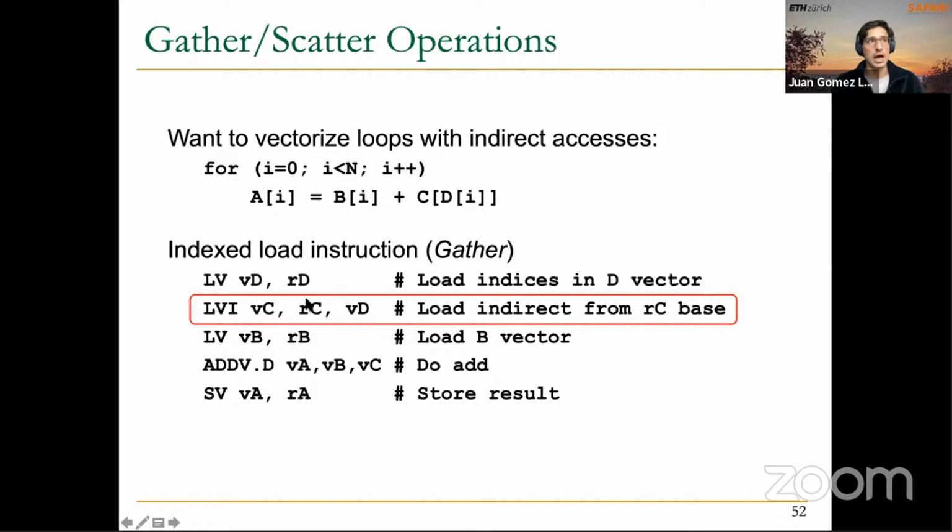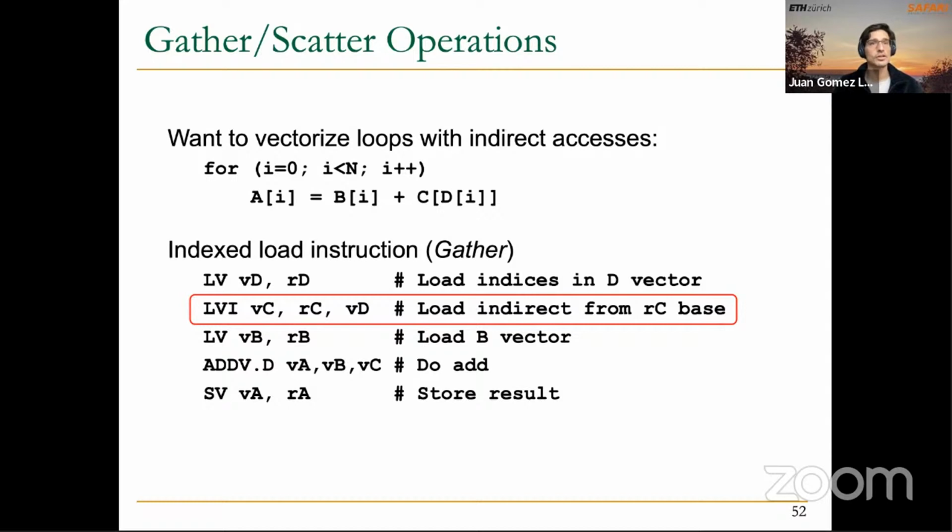You obtain them by adding the base contained in RC with the corresponding register from VD. You get these addresses, and now you have to send these addresses to memory, right? And as you said, some of them may fall in the same bank. So what's going to happen is that, of course, you will have bank conflicts, and this will delay the arrival of the data from memory. That's what's going to happen.